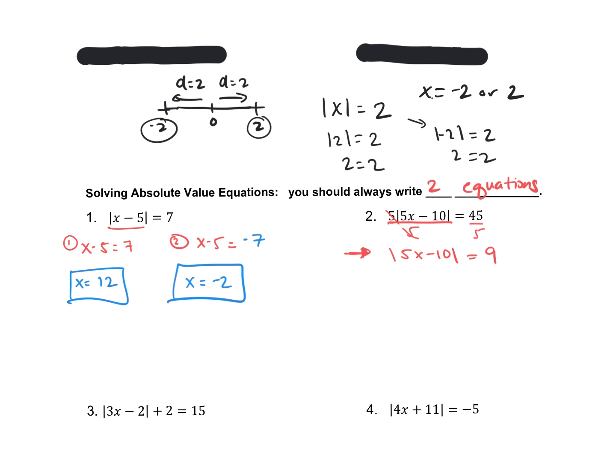Now I can write my 2 equations, my first equation being 5x minus 10 equals 9, and my second equation being 5x minus 10 equals -9. So it's the opposite of that 9. So solve for x. Add 10 to both sides, and we get x equals 19 over 5, and here you add 10 to both sides, you get x equals 1/5. Again, you could check by substituting that in.